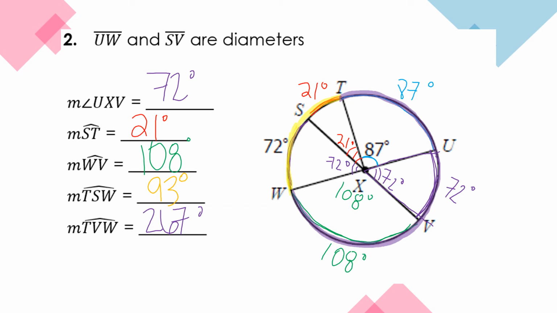So again, you can either do 360 minus 93, or you can do 87 plus 72 plus 108. It really kind of depends if you see it as adding all of those pieces or subtracting out the other pieces. It's kind of just however your brain works.